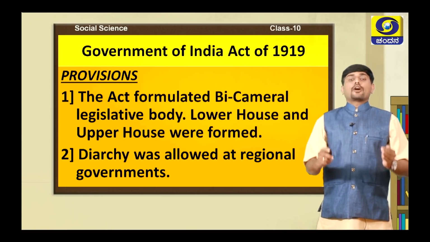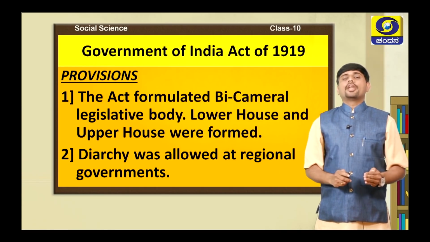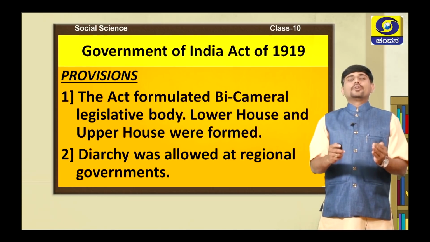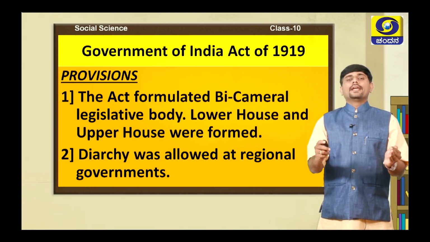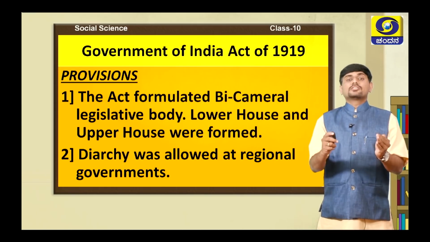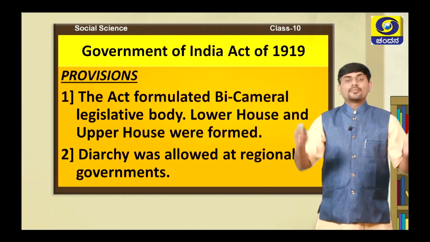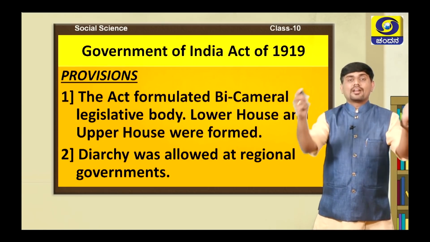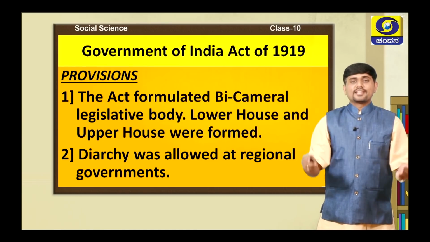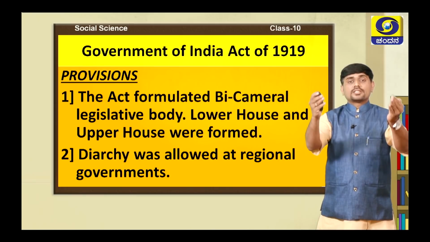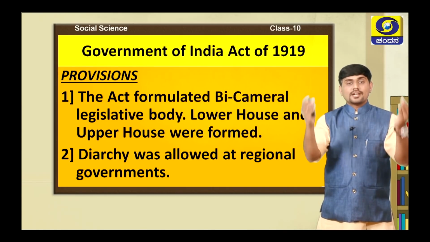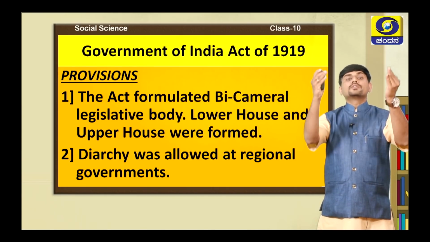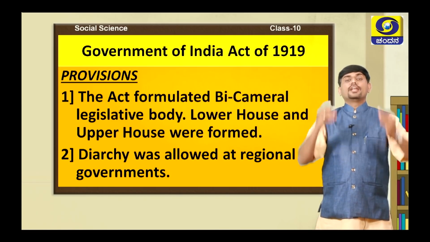The act formulated a bicameral legislative body. Dear students, today we learn about the Indian democracy system, especially the parliamentary form of democracy. The parliamentary form of democracy has a bicameral legislature, the Lok Sabha and the Rajya Sabha. The concept of the Lok Sabha and Rajya Sabha, the lower house and the upper house, was introduced according to the Government of India Act.